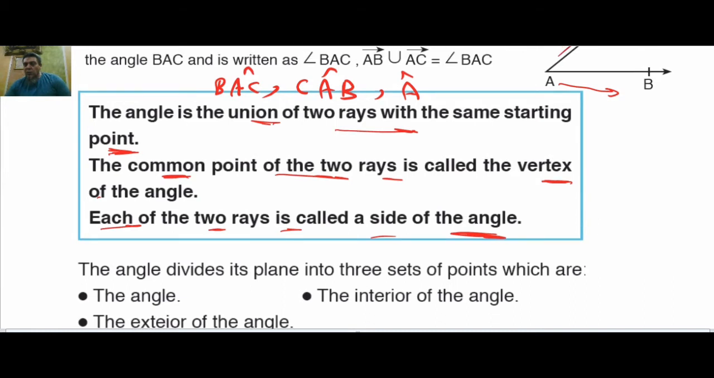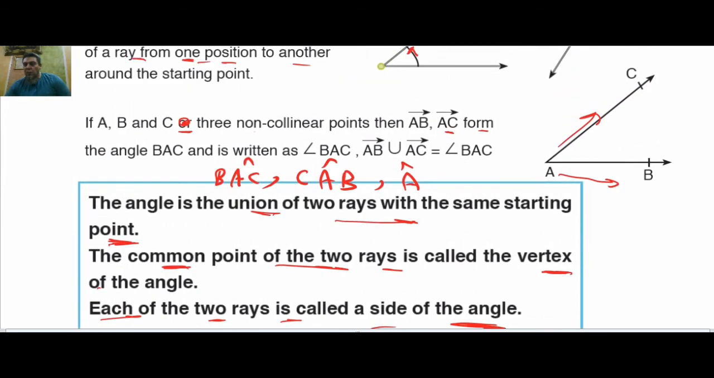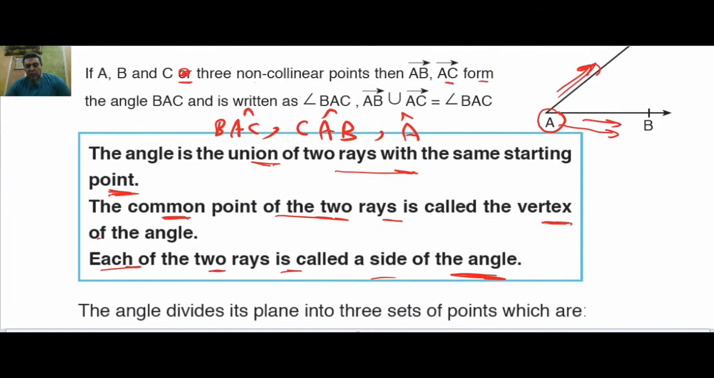In this figure, the vertex of the angle is A. A is the vertex of the angle. AB ray and AC ray are the two sides of the angle. So A is the vertex, and AB ray and AC ray are the two sides of the angle.